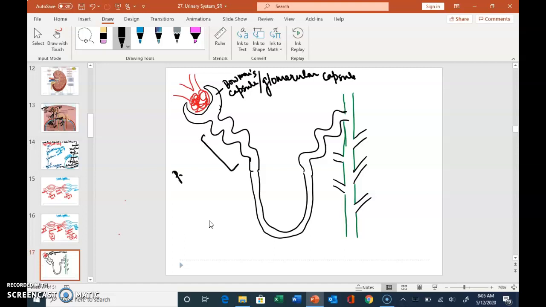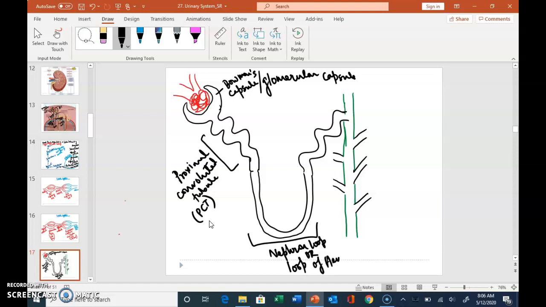This part is called the proximal convoluted tubule, also known as PCT. This whole part is the nephron loop, also known as loop of Henle. Loop of Henle is an older term. And this part is known as distal convoluted tubule or DCT. The green part is the collecting duct.